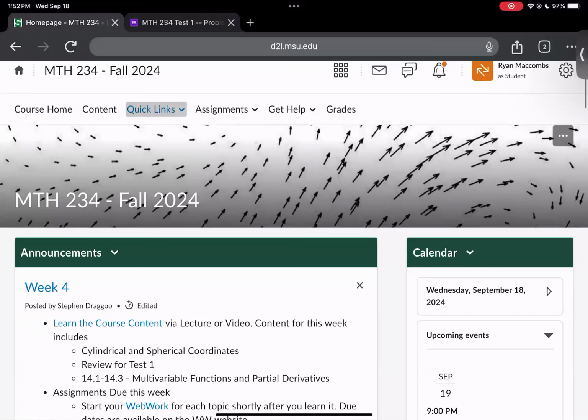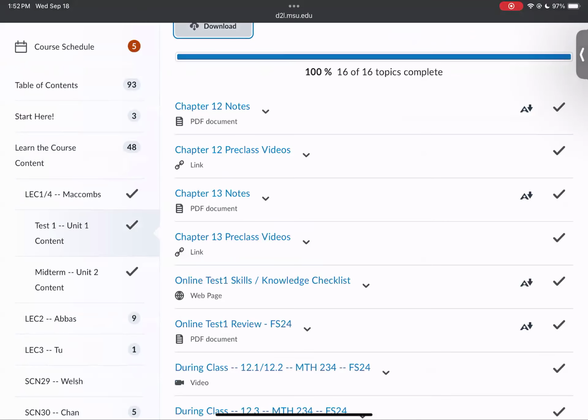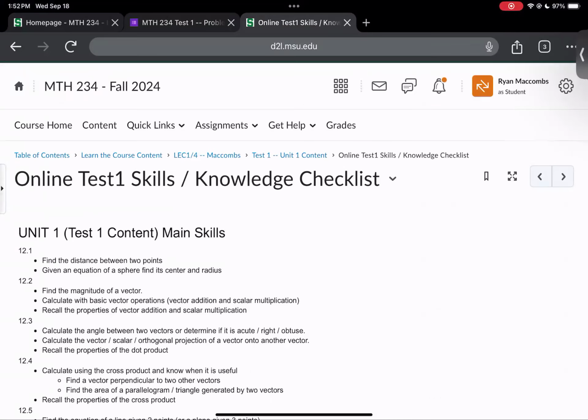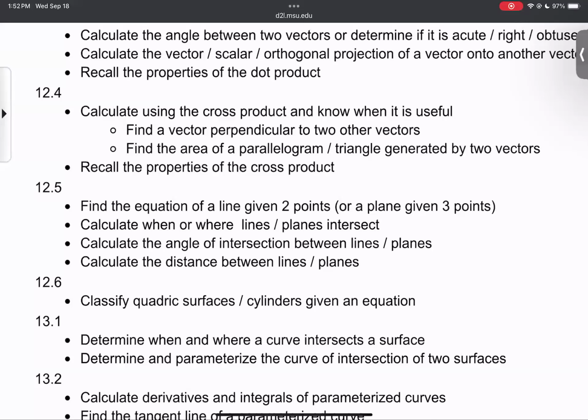We also talked a little bit about, in my folder here, I have a checklist. So a test or a skills checklist, which you can go through and look at what are the big things that you should be able to do from each section. So for instance, we could look at 12.5. 12.5 was a very large section with many types of problems. But the key things are, if you have 2 points, you should be able to find a line. If you have 3 points, you should be able to find a plane. Certainly had examples of that in the web work homework.